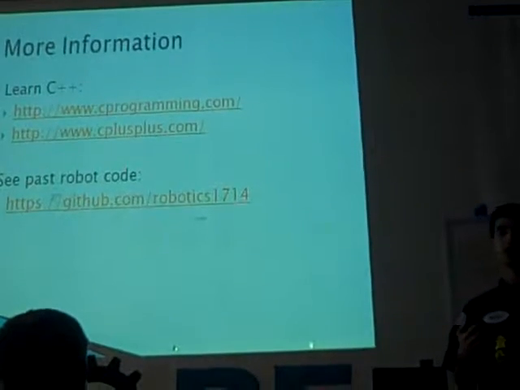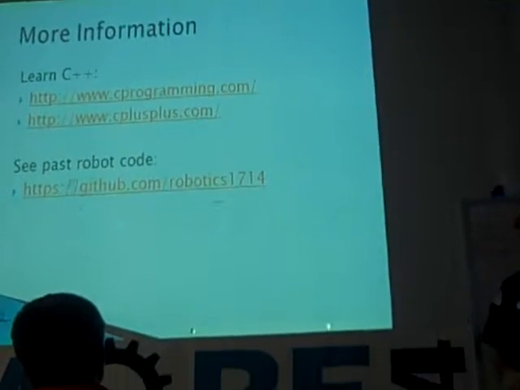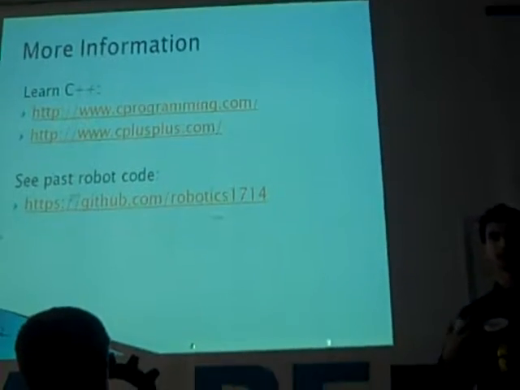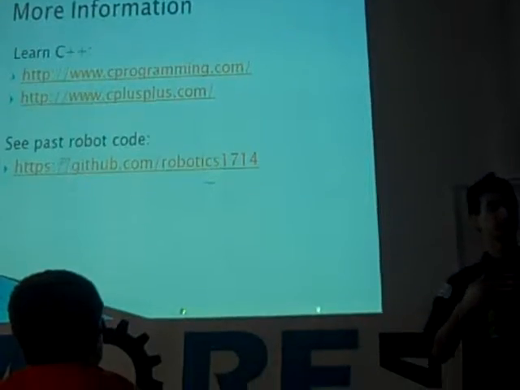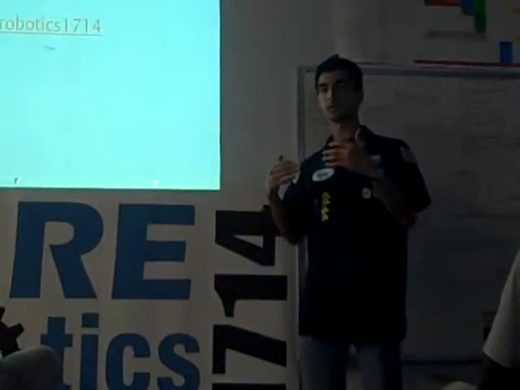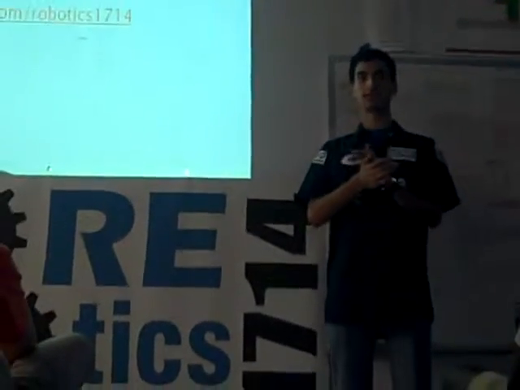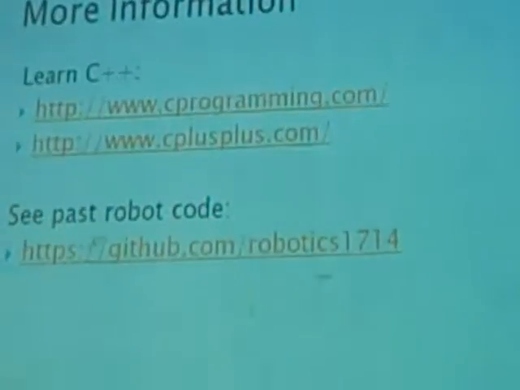And for more information, if you want to learn C++, go to cprogramming.com or c++.com. They have really good tutorials on how to learn C++. And if you know Java, that's very similar to C++. It won't be that big of a jump for you guys. And if you want to look and see our past robot code, that's available at github.com/robotics1714.